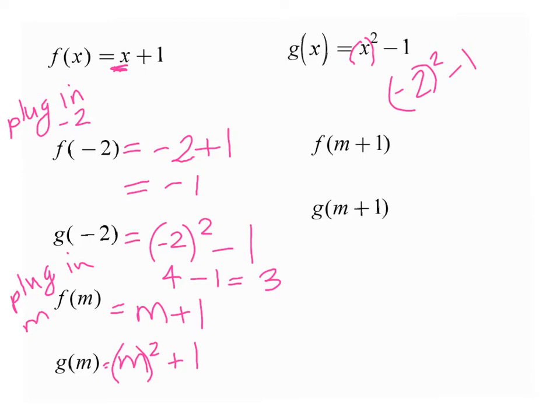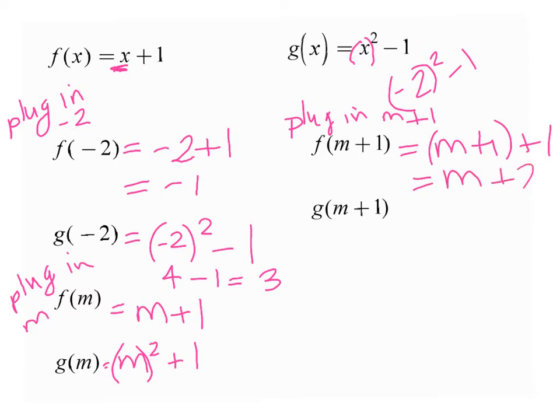When you add something to it, like m plus 1, we have to go a little further. So this means I'm going to plug in m plus 1 every time I see the letter x. So for f, I have m plus 1 plus 1. Since there's nothing here with my order of operations, my final answer is just going to be m plus 2.